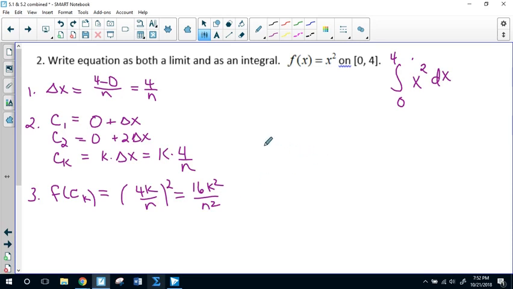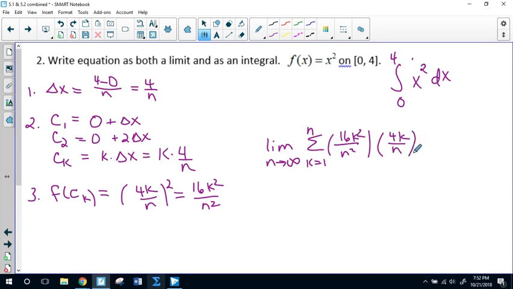Okay, so my final answer is the limit as n goes to infinity of the sum when k goes from 1 to n of 16k squared over n squared, all times 4k over n. I'm sorry, it's not 4k over n. I have too many k's. It's just 4 over n. Sorry, I just realized I wrote that wrong.